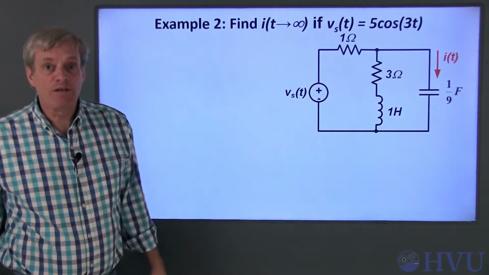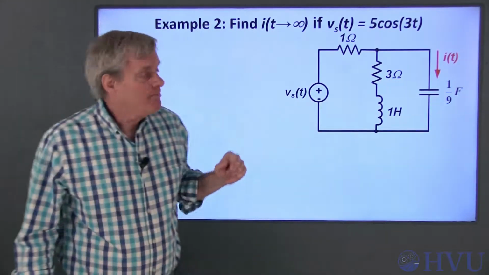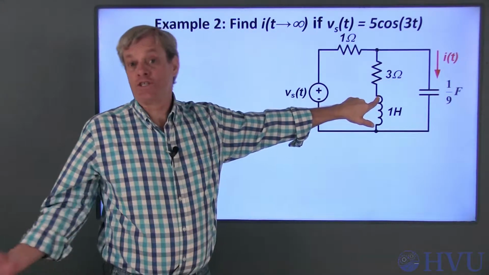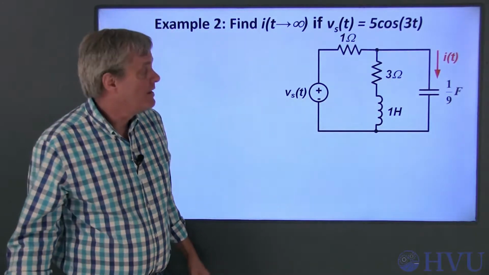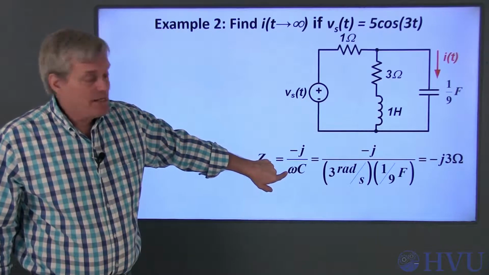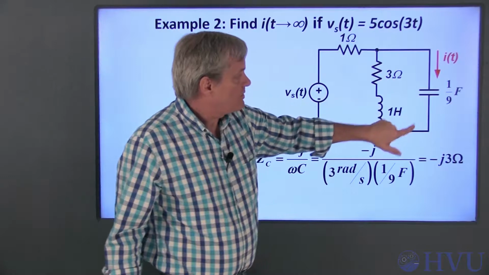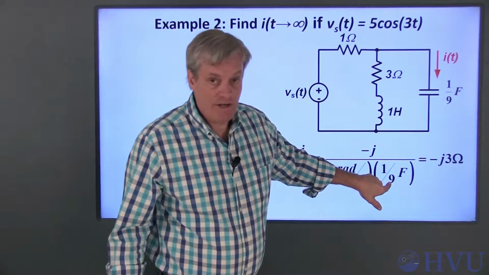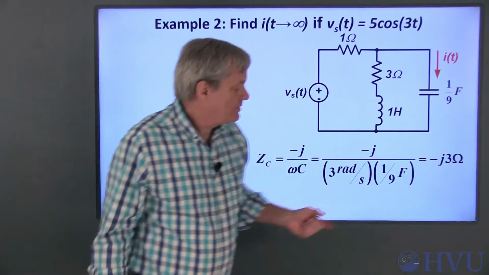So the first thing I'm going to do is find the impedances for all of these circuit elements. The impedances of resistors are just their resistances, so I don't really need to calculate anything for those. The impedance of a capacitor is negative J over omega C. That's negative J over the frequency, 3 radians per second, and the capacitance is 1 over 9 farads. This turns out to be negative J3 ohms.